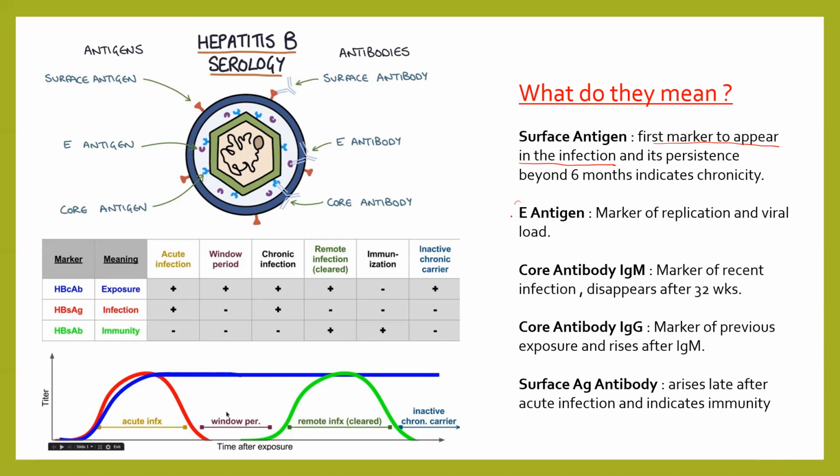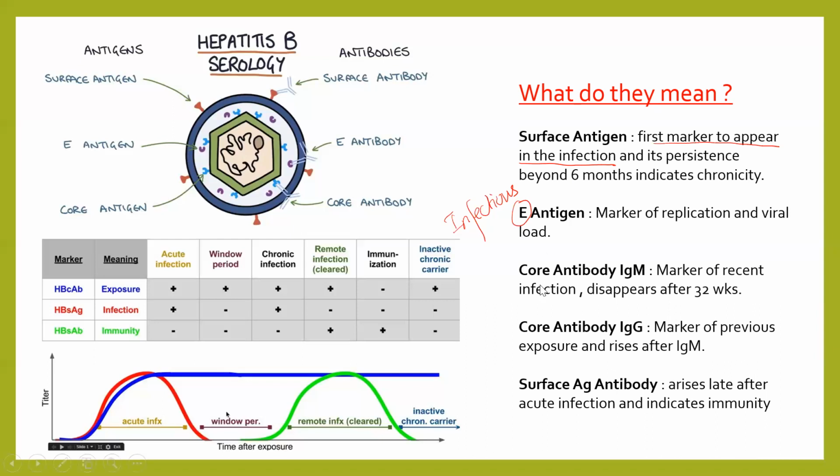Now I want you to associate E with infectious, because antigen E is what tells us about the marker of replication and viral load. So if you have a very high amount of E antigen, you can tell that the virus is highly replicative at this stage and highly infectious.